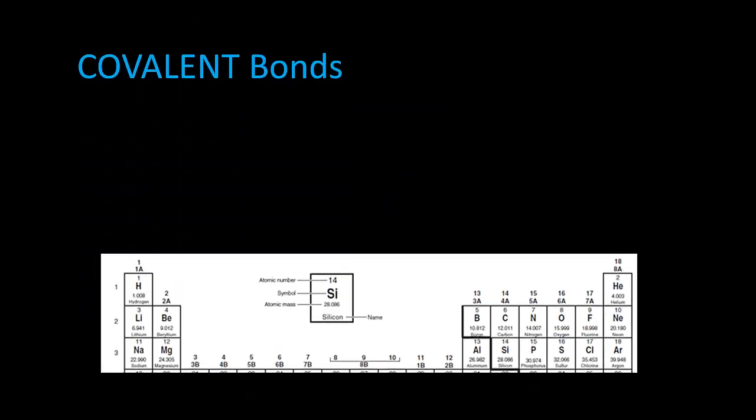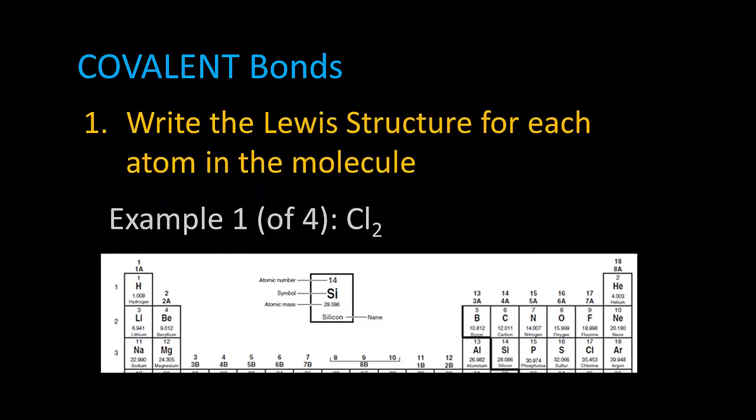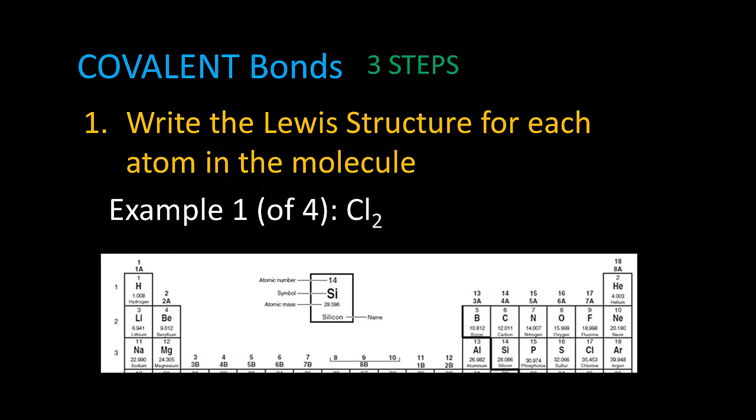Okay, now let's talk about covalent bonds. There are 3 steps in determining the Lewis dot structures for covalent bonds, so make sure you leave enough room to write all 3 steps. First step is you write the Lewis structure for each atom in the molecule.